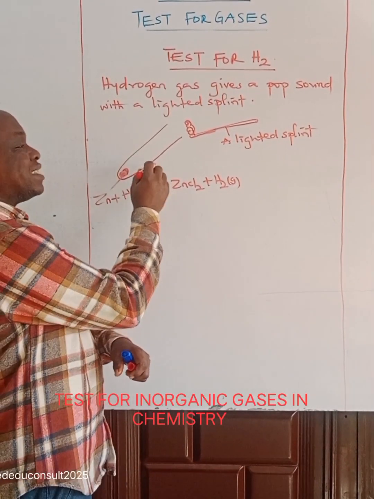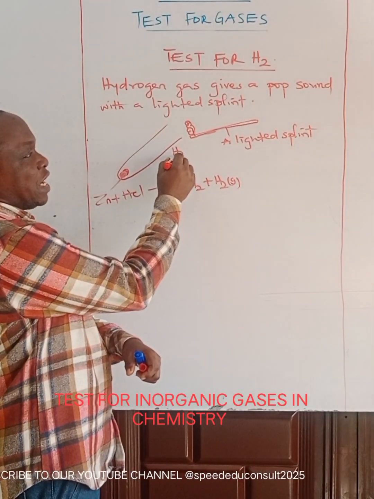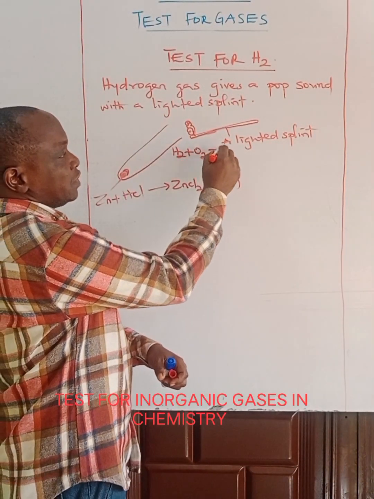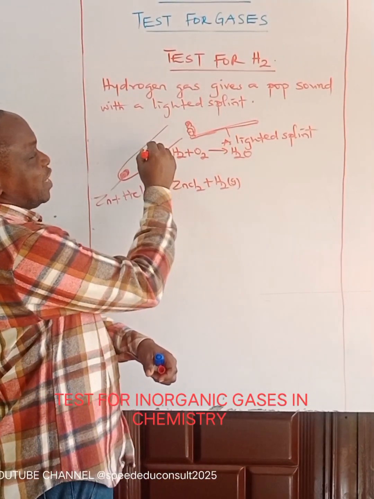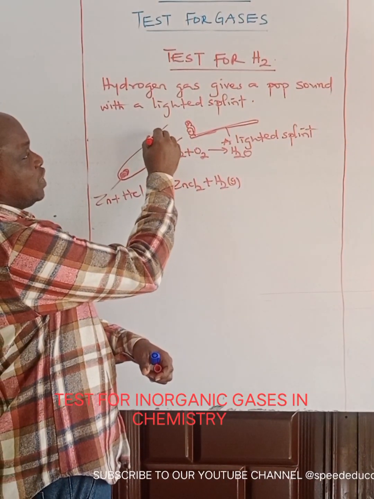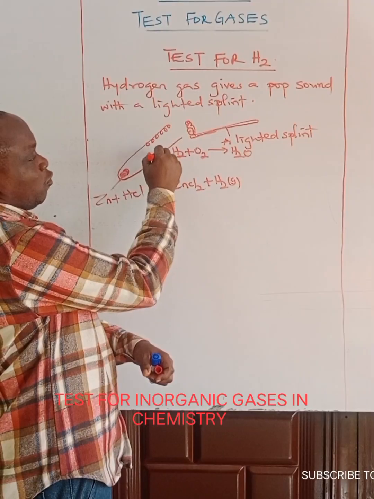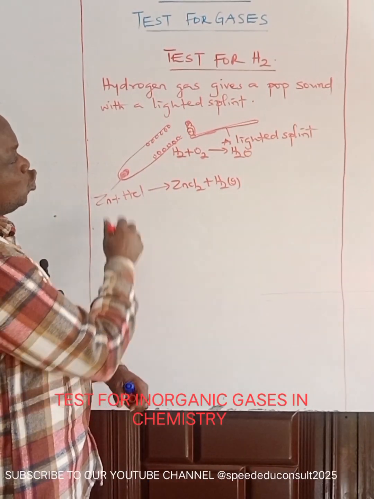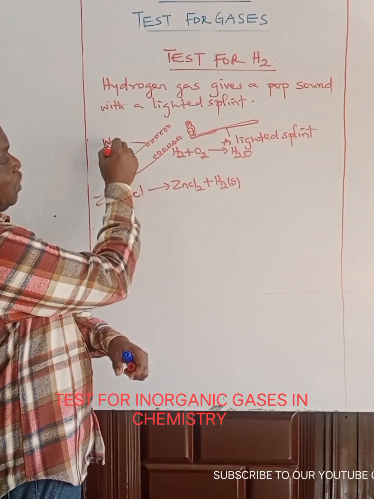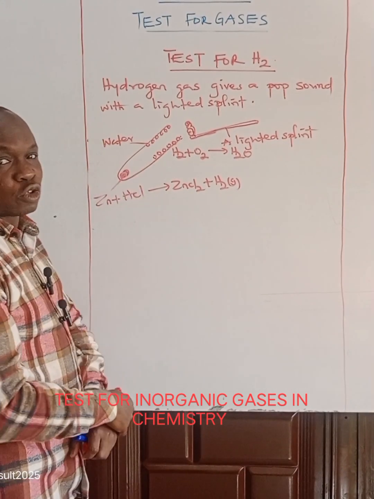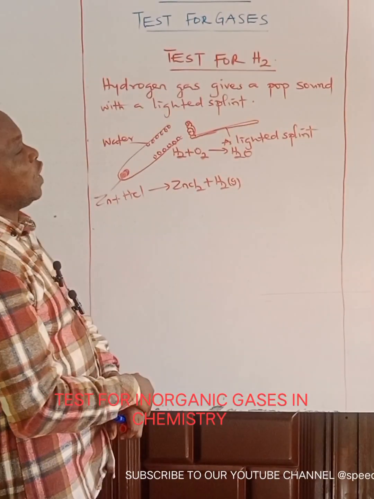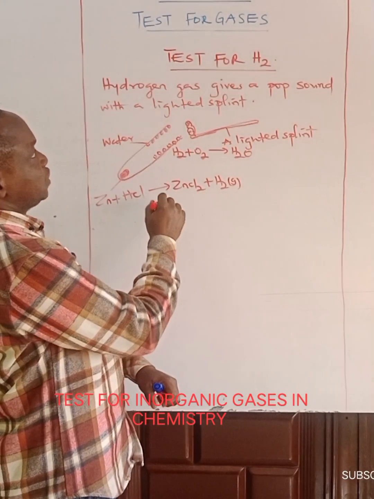That pop sound is a result of hydrogen gas reacting with atmospheric oxygen. It is now forming water. So at the end of the experiment, you see a droplet of water at the open end of the tube. So the pop sound is a result of the formation of water. That's how to test for hydrogen gas.